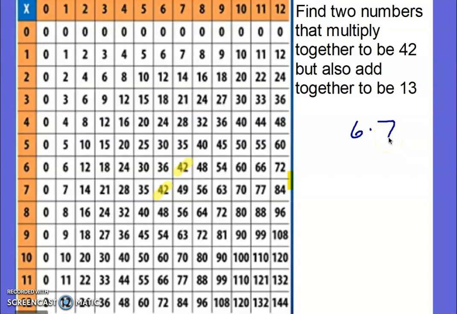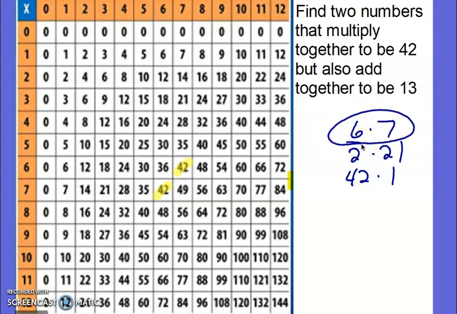So we actually could do 2 times 21 as well, and of course 42 times 1. So just because I'm showing you a 12 by 12, this covers a lot of numbers, but the numbers really could go higher than that as well. So you have to consider all of them. But then it says which one adds together give me 13.